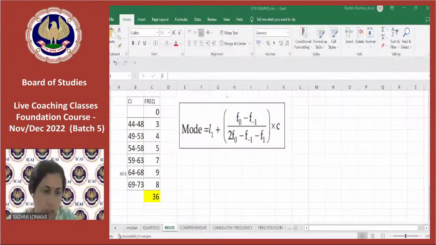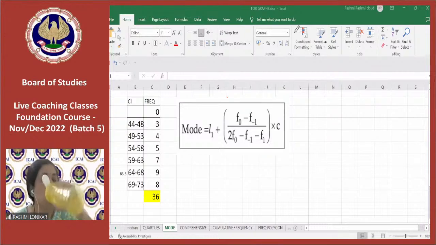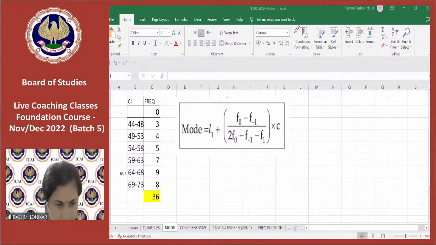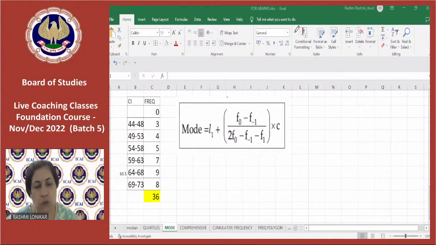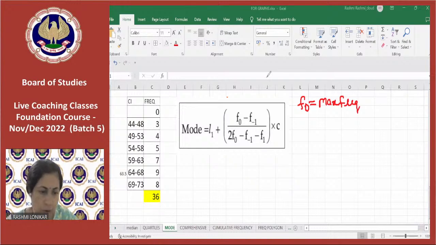Okay, so in the given question, you are asked to find out the mode. What happens here is, I have to first identify F0. F0 is the maximum frequency. Now what is the maximum frequency? This is 9 here. So this is my F0.